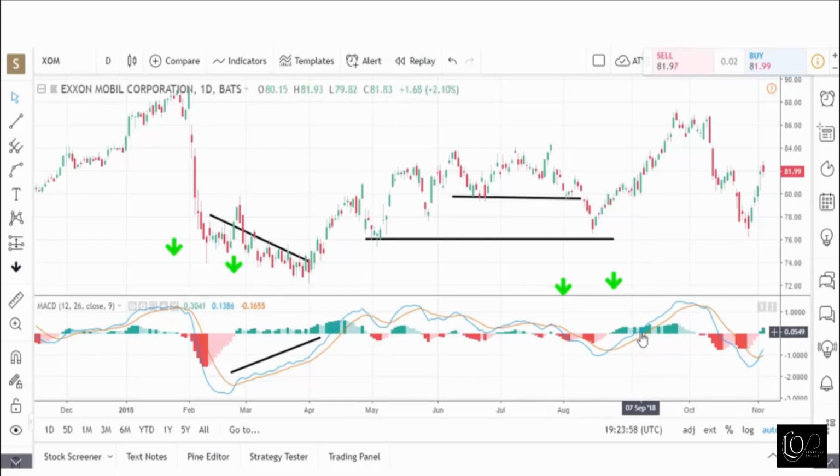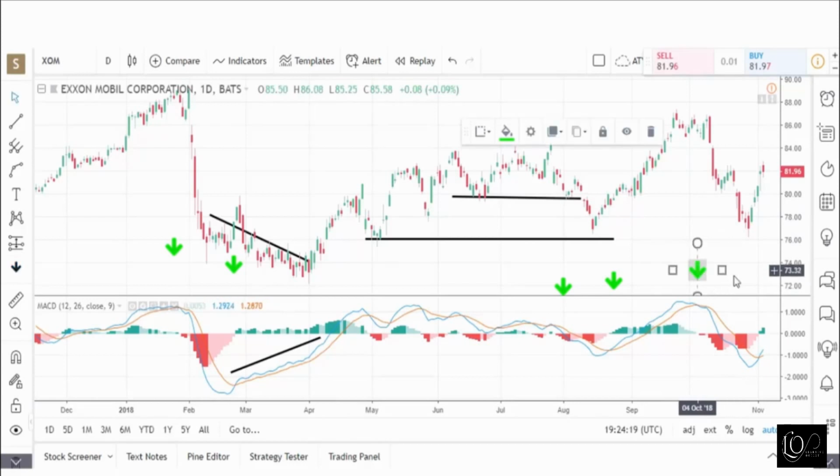The MACD confirmed by crossing the 0 line in early September, and the stock continued up from the $80 level to around the $87 level. We had another sell signal in our MACD, which was overbought at this point. So this sell signal would have told us to tighten up our stops, and then we see the stock fall off again, and now we're in a buy signal in the MACD right now. So that's the MACD combined with support and resistance in the stock of ExxonMobil.